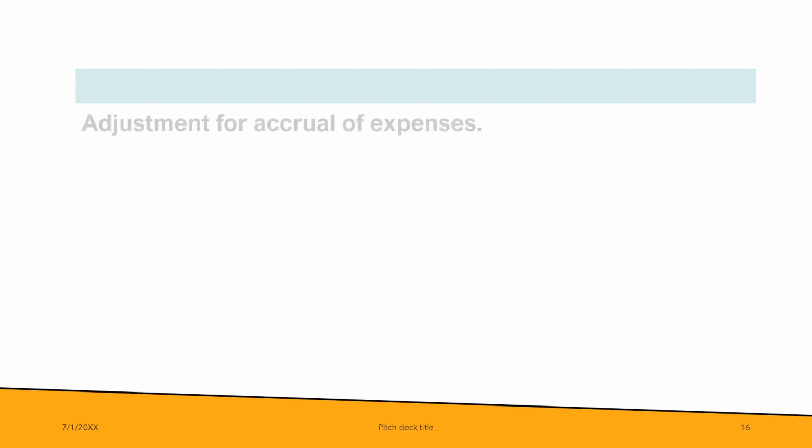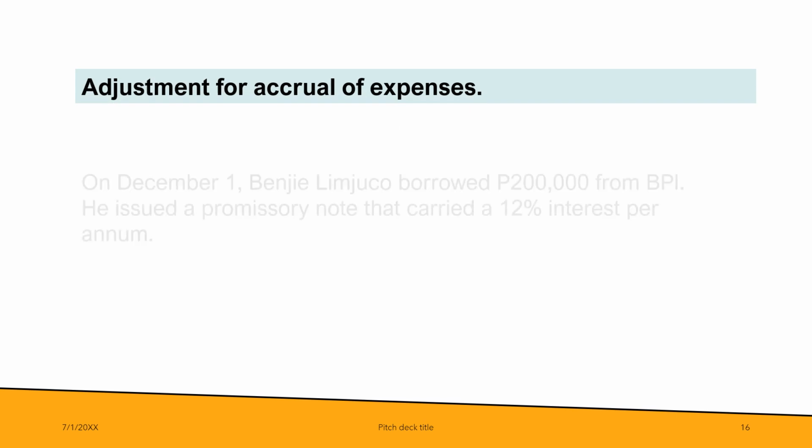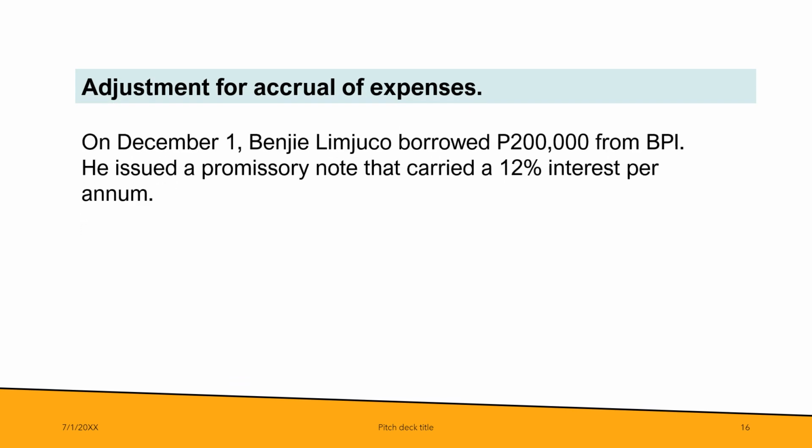Next adjusting entry is related to accrual of expenses. Let's have an example. December 1, Benji Limhoco borrowed 200,000 from BPI. He issued a promissory note that carried a 12% interest per annum. What will be your adjusting entry on December 31?